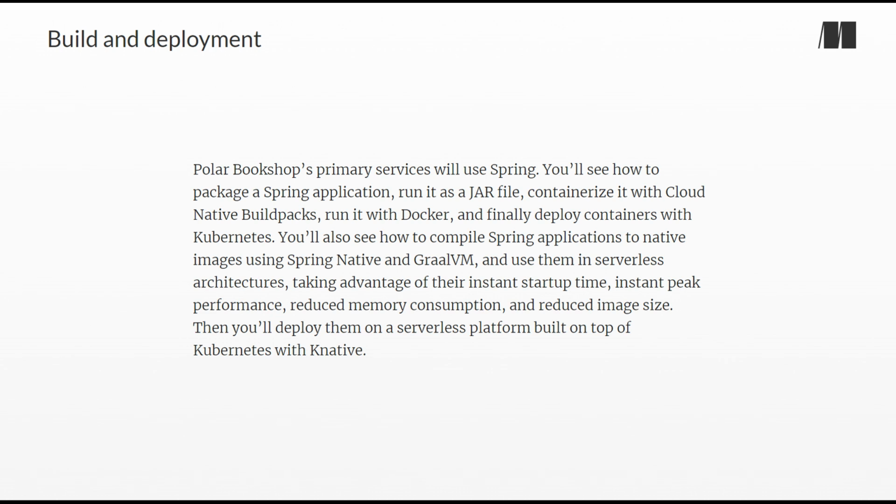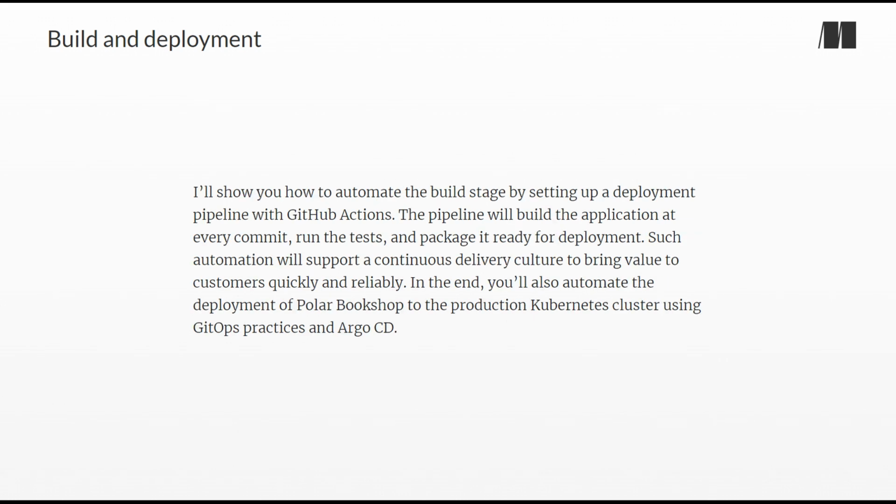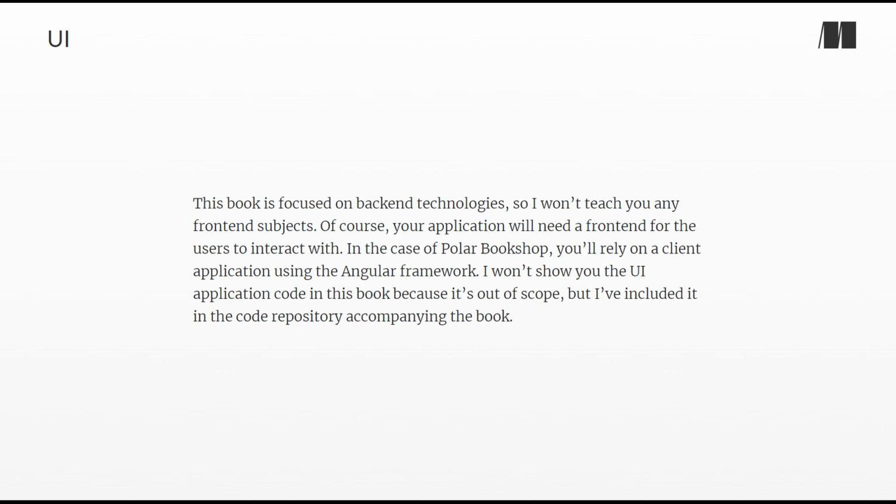Then you'll deploy them on a serverless platform built on top of Kubernetes with Knative. I'll show you how to automate the build stage by setting up a deployment pipeline with GitHub Actions. The pipeline will build the application at every commit, run the tests, and package it ready for deployment. Such automation will support a continuous delivery culture to bring value to customers quickly and reliably. In the end, you'll also automate the deployment of Polar Bookshop to the production Kubernetes cluster using GitOps practices and Argo CD.